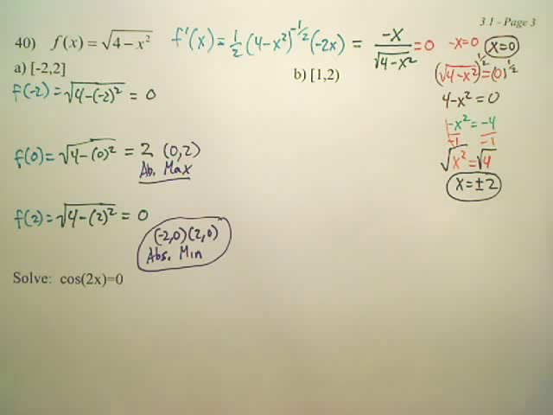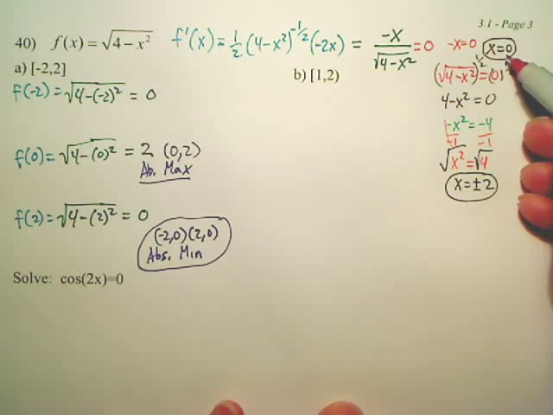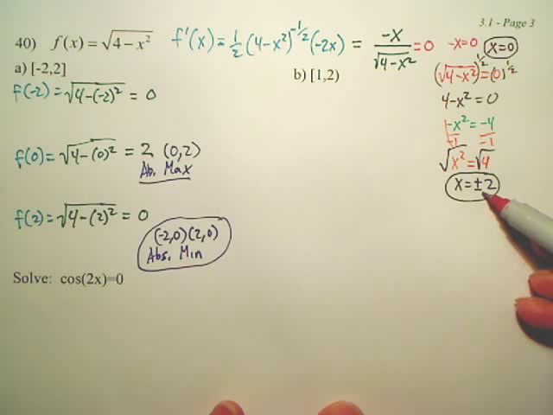Okay. Now for the next one: is 0 in the interval? No. Is negative 2 in the interval? No. Is 2 in the interval? No. Is anything in the interval? So none of our critical numbers are in the interval.